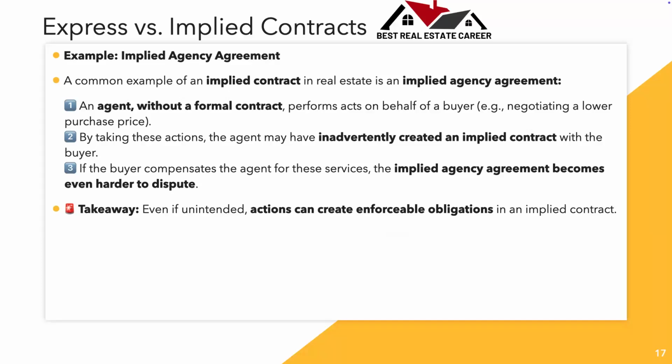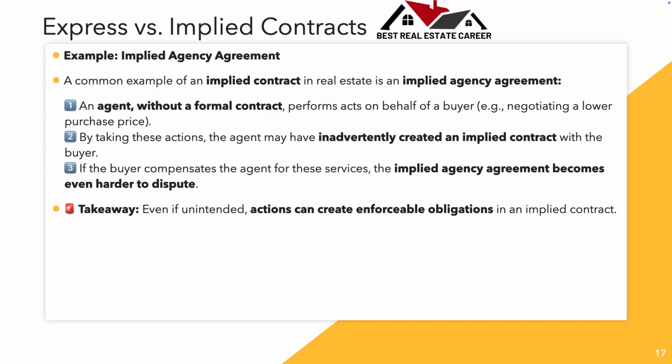Let's talk about implied agency agreements, because this is where I think it shows up and it's detrimental. A common example of an implied contract in real estate is the implied agency agreement. We have implied that we are working for somebody, because an agency agreement is an employment contract between a client and yourself. But now we have an implied contract.